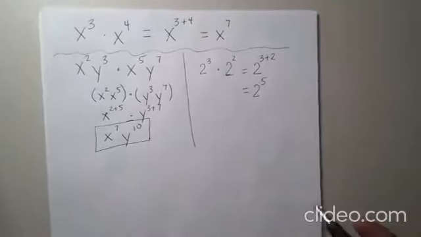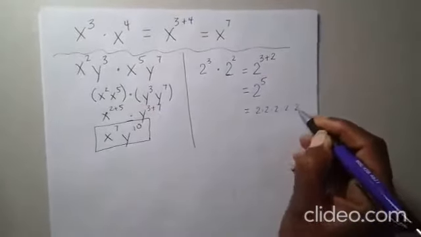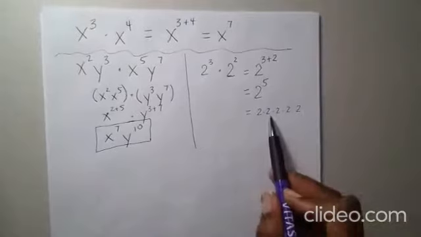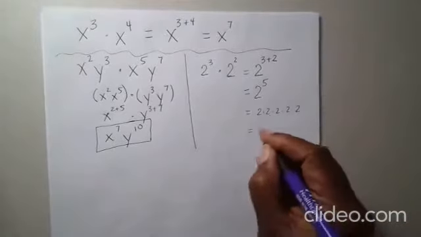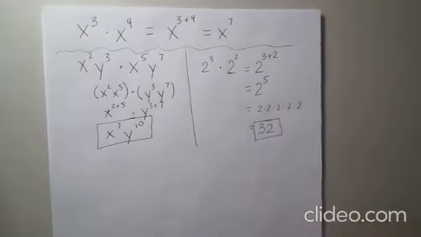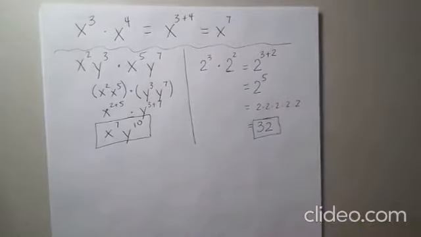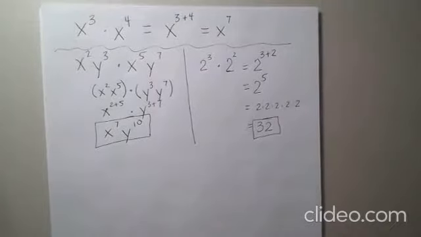Well, 2 to the 5th power is the same as 2 times 2 times 2 times 2 times 2. 2 times 2 is 4. Times 2 more is 8. Times 2 is 16, times 2 more is 32. Okay, this is how we do it with numbers. Let's think about combining something together here.